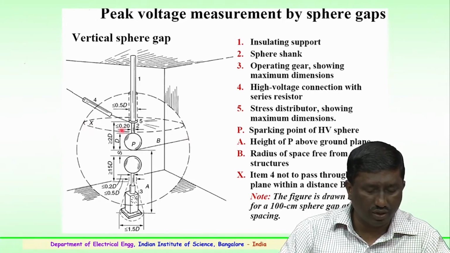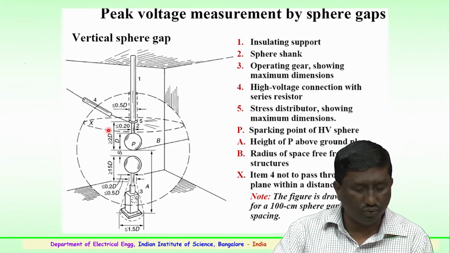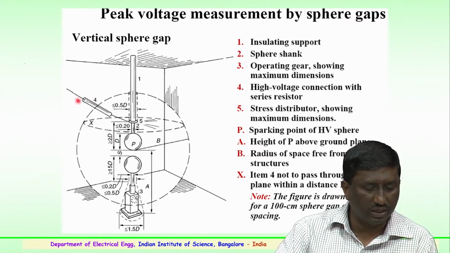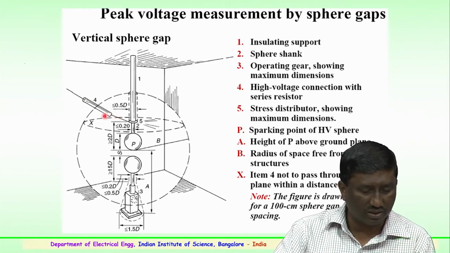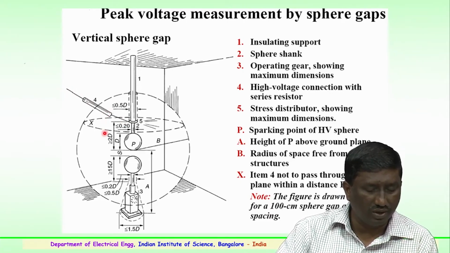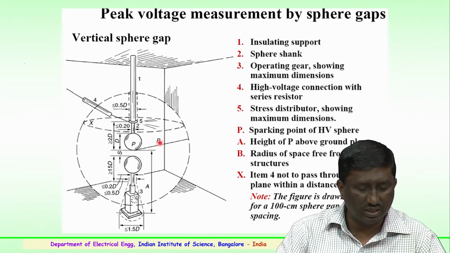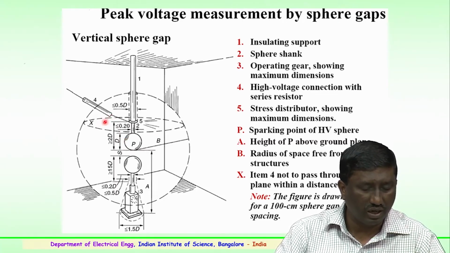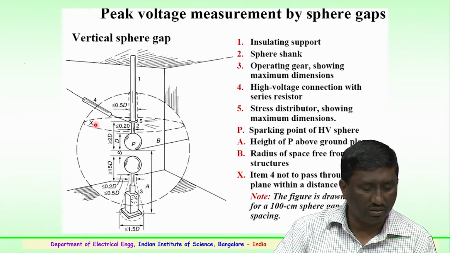Then X, you can see the dotted line here, a spherical type of arrangement is shown. This X is item 4, the connection from the high voltage connection through the resistor. The contact should be firm, and it should not pass through this plane within a distance. So, the same distance B has to be maintained, and it should not come in the vicinity of these clearances.